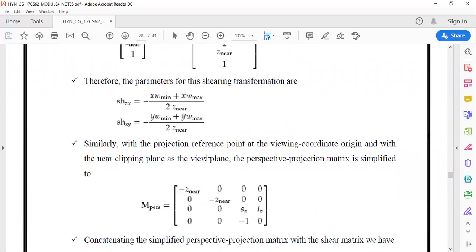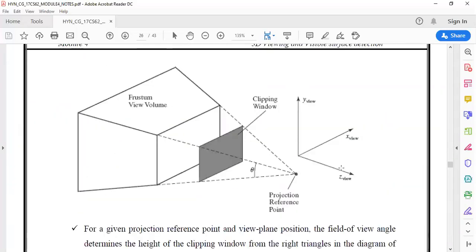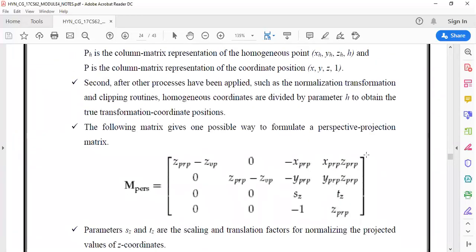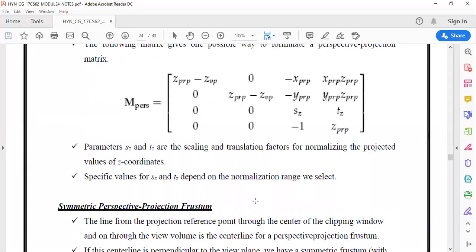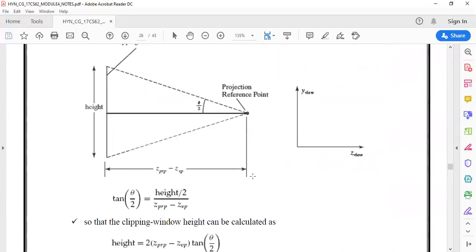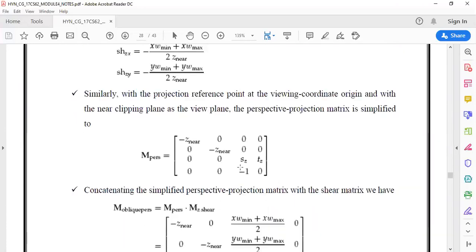Similarly, with the projection reference point at the viewing coordinate origin and with the near clipping plane as the view plane, consider the perspective projection matrix we had written in the above equation. If I take XPRP as 0, YPRP as 0, ZPRP as 0, what will happen? It will be reduced to one more matrix. That is what we are getting here by replacing XPRP, YPRP, ZPRP with 0.